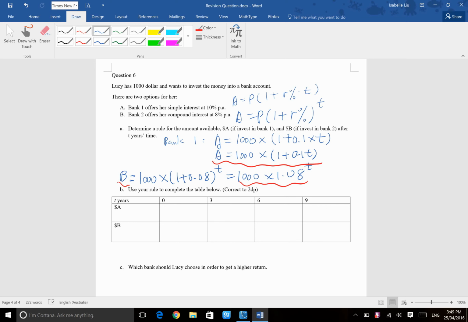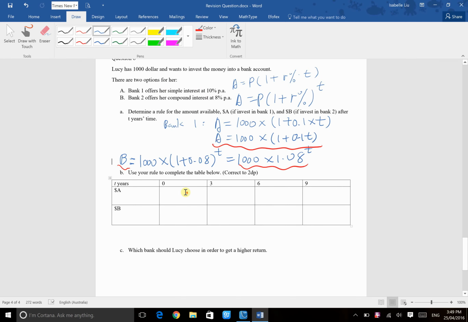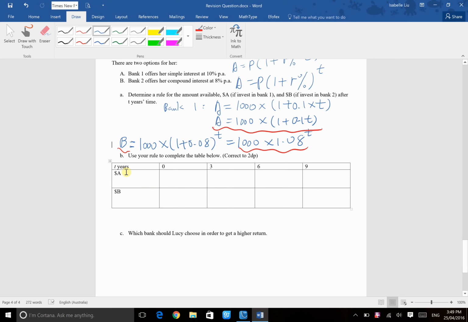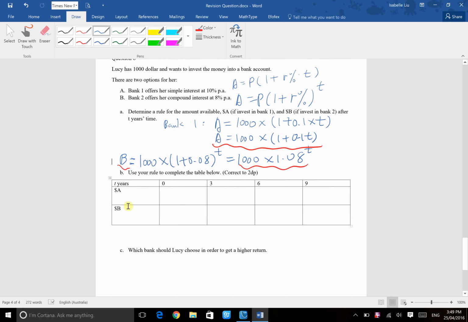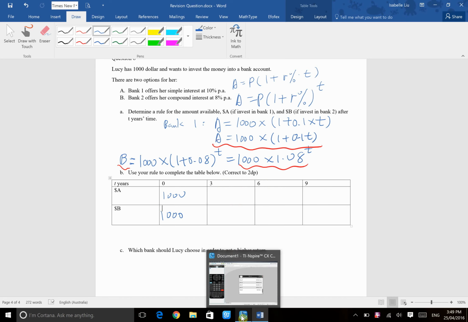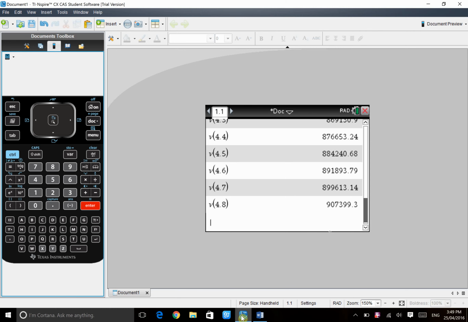Let's have a look at the second question. The second question is use your rules to complete the table below. So I want to find the value of A after 0 years, 3 years, 6 years, and 9 years for bank 1 and bank 2. At year 0, it must be $1,000 for sure, because that's the initial amount. But what happens to 3, 6, and 9? I will use my calculators to solve for that.